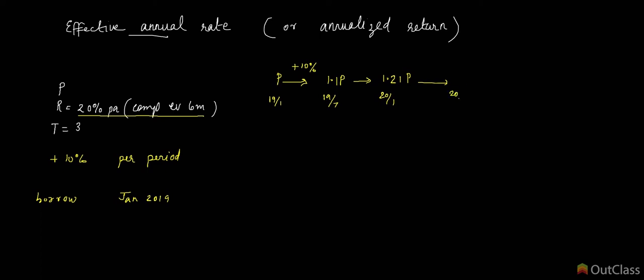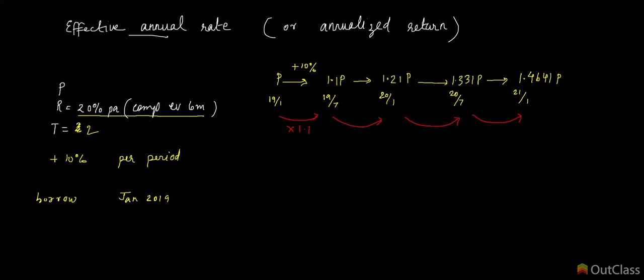And then in 2020 July it will become 1.331p, and in 2021 Jan it will become 1.4641p. You know what, we'll work with 2 years, we don't need 3. This is sufficient to understand what's going to happen. So the scaling factor is into 1.1 for half a year, and that is happening 4 times.